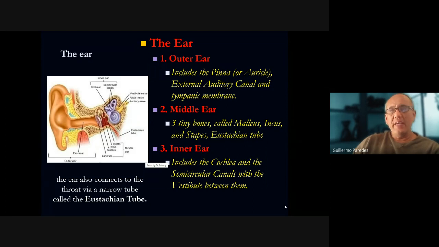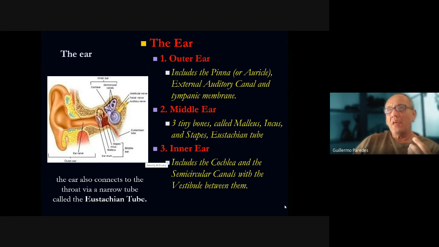the eye has three chambers and three layers. So that is how you can start the description of the eye. Now let's talk about the ear. How many letters do we have in the word ear? We have three letters.